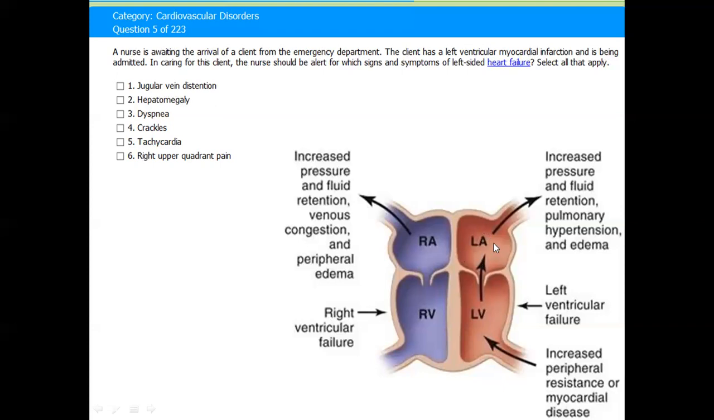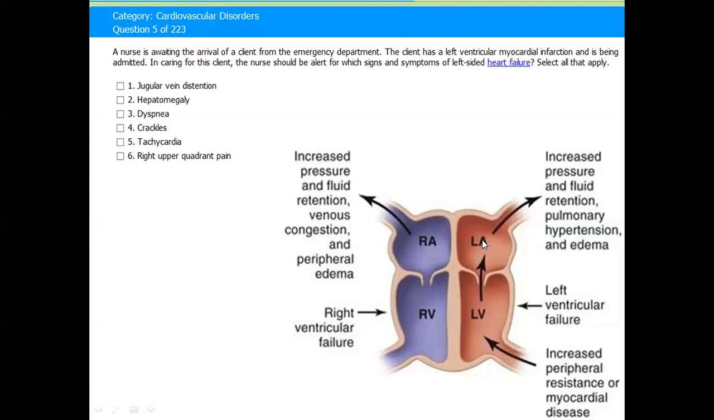From the left atria, blood goes in the backward direction because left heart failure, left myocardial infarction, has occurred. So from the left atria, blood goes back to the lungs. When the lungs are full of blood, we call it congestion.